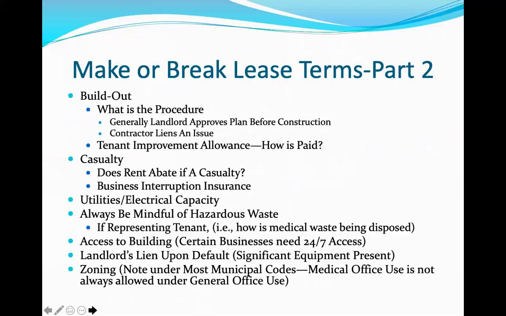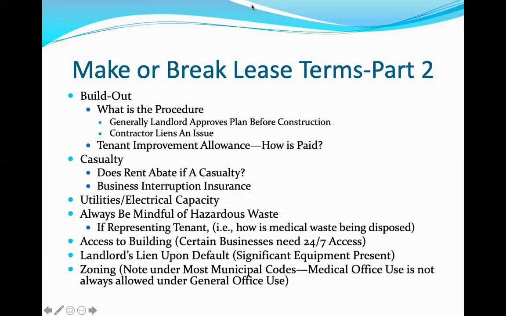The next make or break lease term would be build out. What is the procedure? This assumes you're taking an existing office space or retail space or industrial space, and you want some improvements to that space. So the first question is, what's the procedure? Generally, a landlord has to approve the plan before construction. And depending upon the nature of it, you may or may not be required to pull a permit. It really goes to what the laws are in your particular municipality.